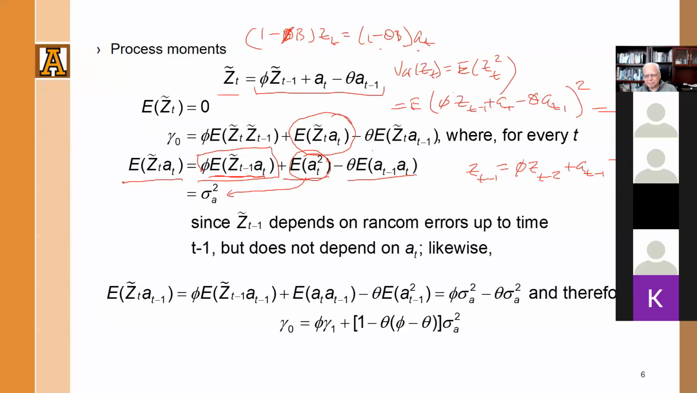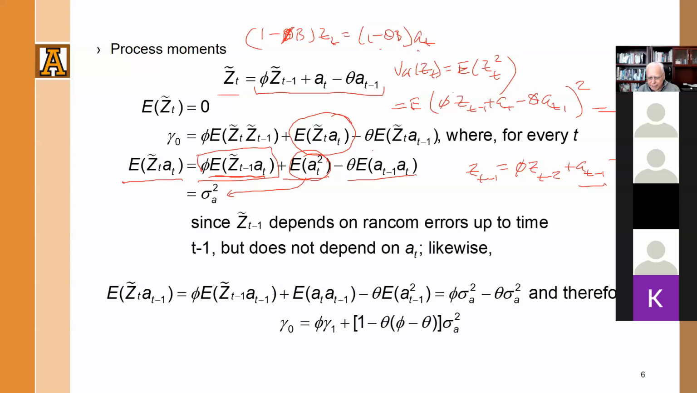Any guesses? No? No. Because C_{t-1} does not depend on A_t. It's independent of A_t. C_{t-1} depends only on A_{t-1} and A_{t-2}, not on A_t. Okay? So since it's independent of A_t, the expected value of the product with A_t is 0.